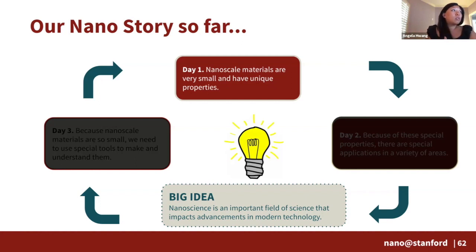So our nano story so far is day one, right? Nanoscale materials are very small and they have a lot of unique properties. And then eventually, the big idea that we're really focusing on here is that nanoscience is an important field of science that impacts advancements in modern technology. To build on that, because I think our big idea maybe is not big enough, you'll find a way to describe how they work, how they're made, and how they're seen, right? So you'll be able to tell the whole story of nanoscience or nanotechnology.